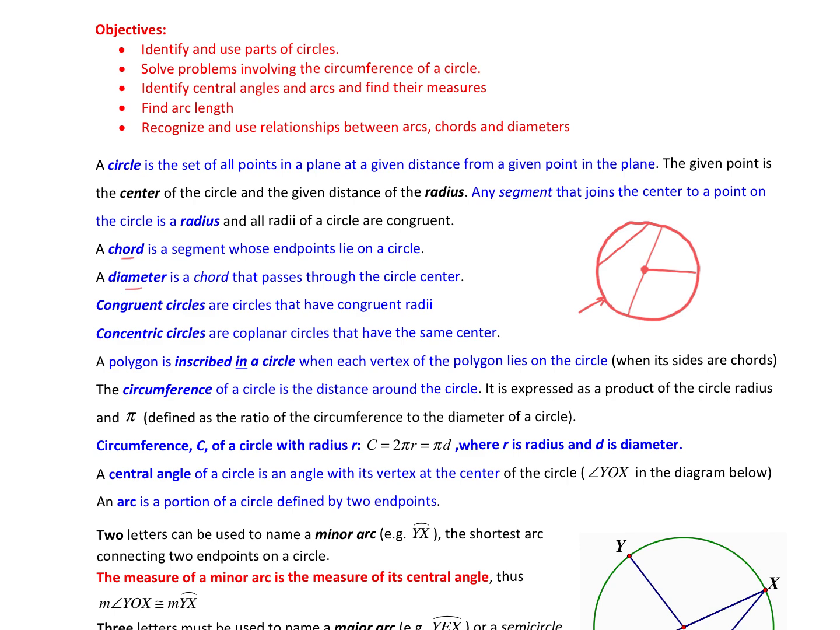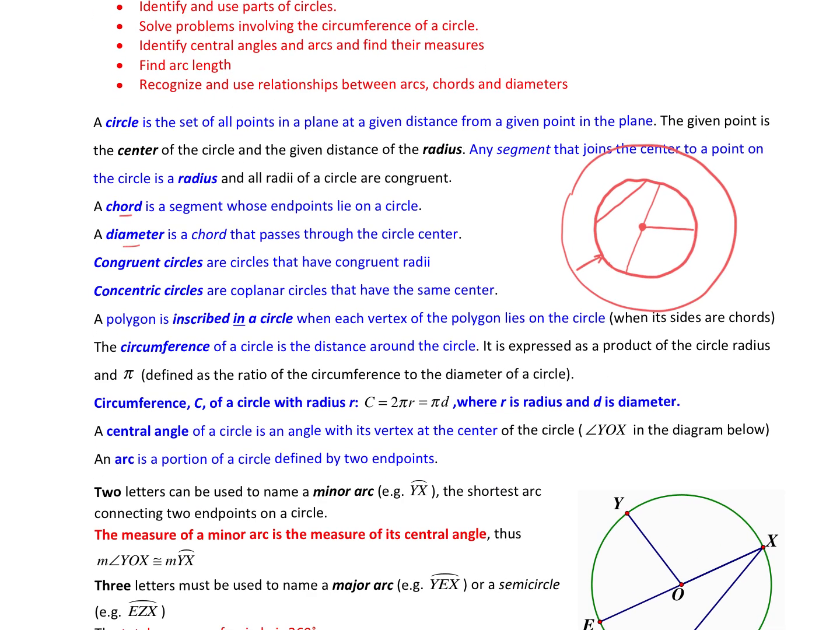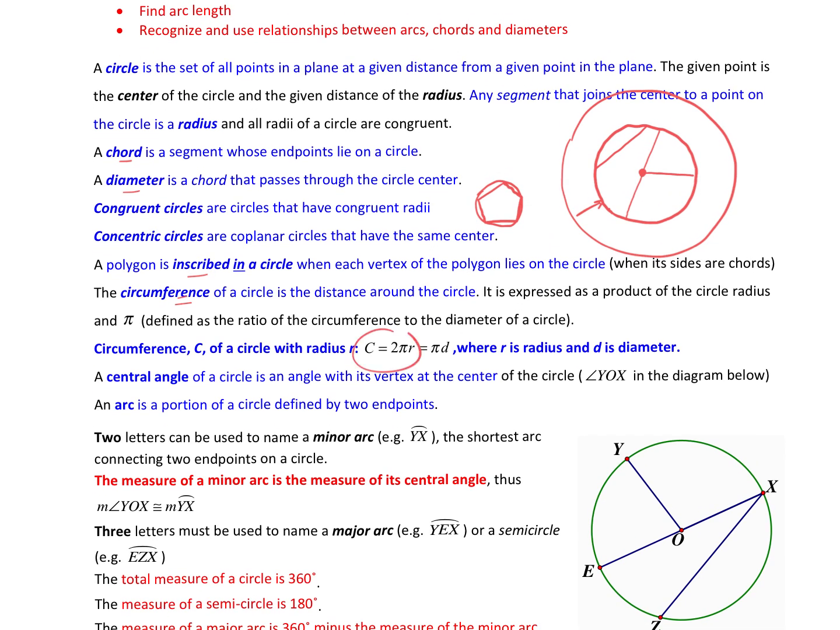Congruent circles are two circles that have the same length radius. Concentric circles are two circles that have the same center, so I'm drawing another concentric circle there. A polygon is inscribed in a circle if all of the vertices are on the circle, so that would be inscribed.